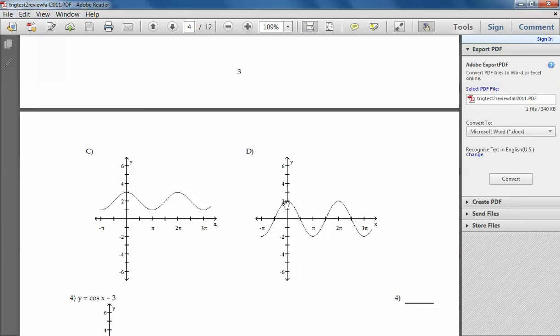D is the cosine graph. Notice the high point of 2, the low point of negative 2, and one complete period is 2 pi units long. So it's got to be D. Number 3 has to be D.